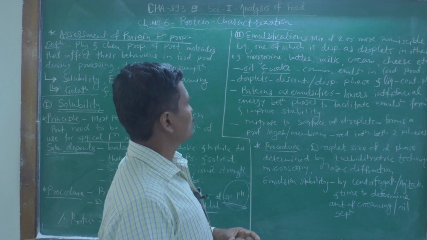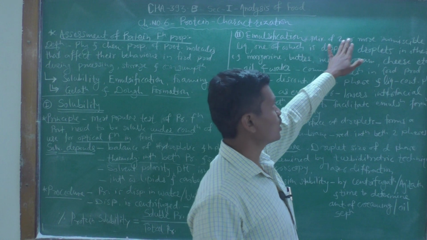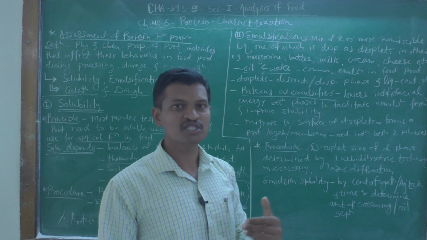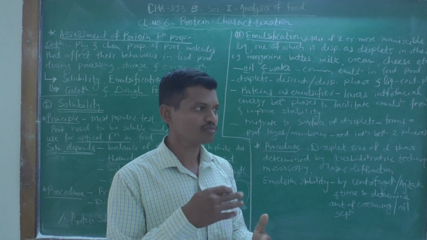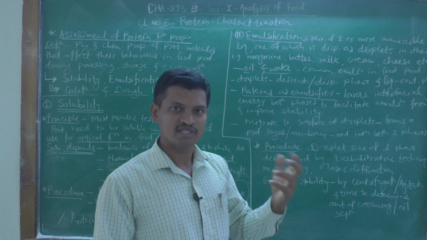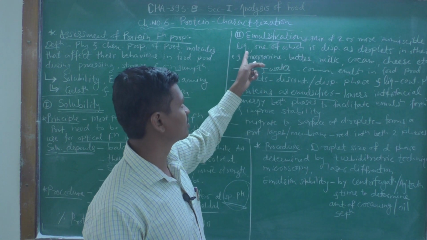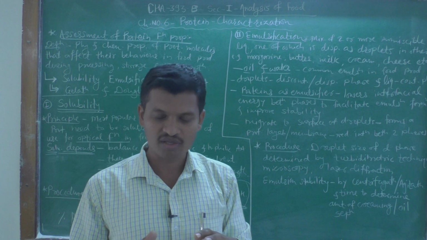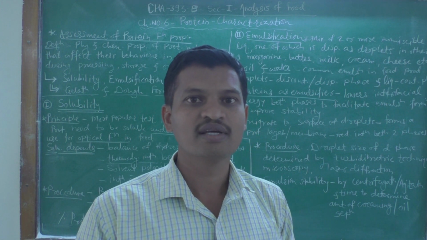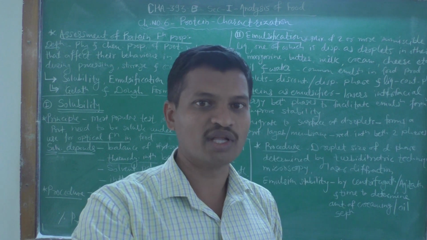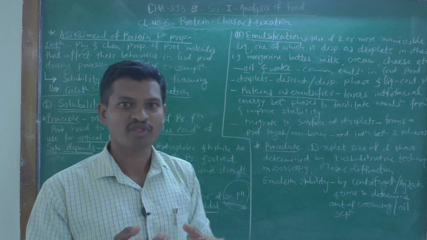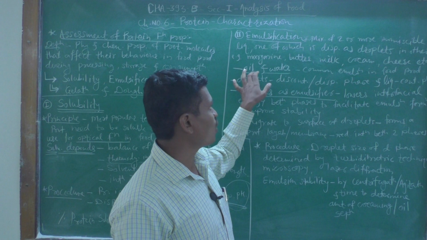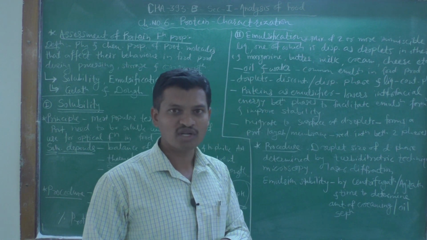So what is an emulsion? A mixture of two or more immiscible liquids. Immiscible means they are not miscible with each other, just like water and oil, which is the best example. Two or more immiscible liquids, one of which is dispersed as droplets in the other. So this mixture of immiscible liquids is called an emulsion. This oil and water is the common emulsion in food products that we have also seen.